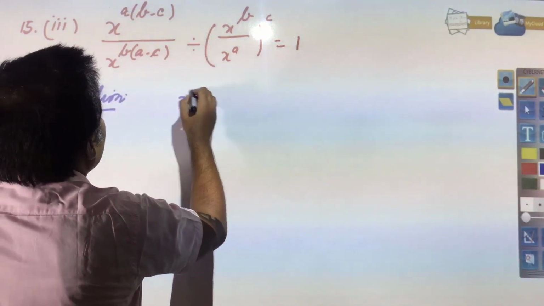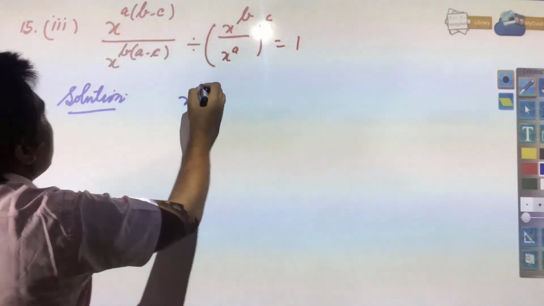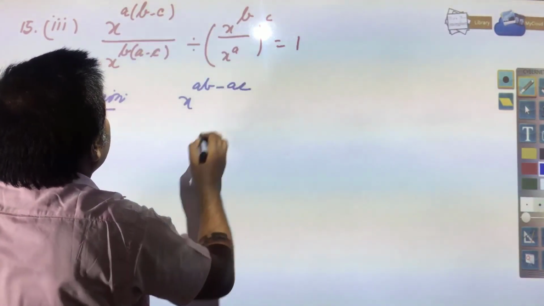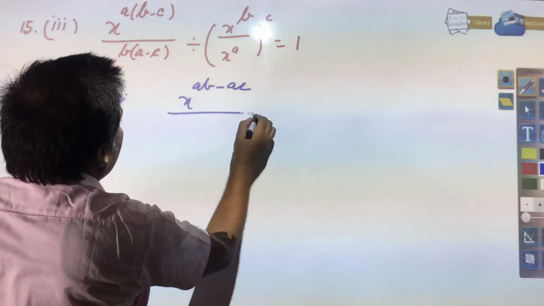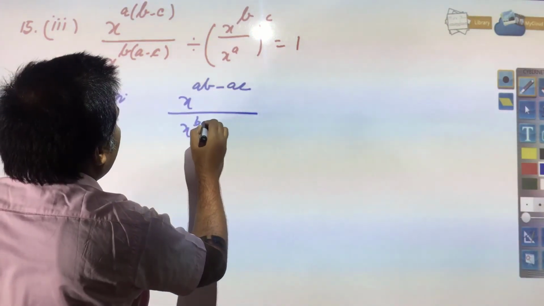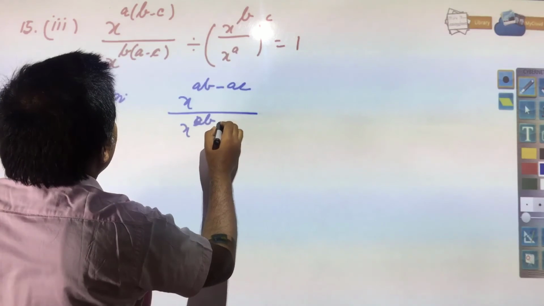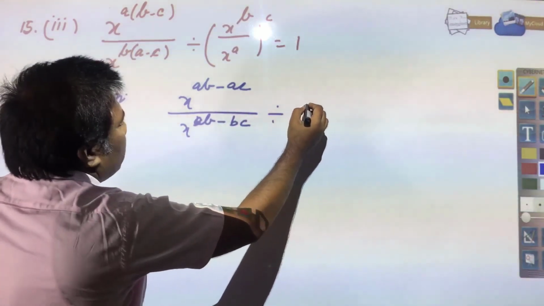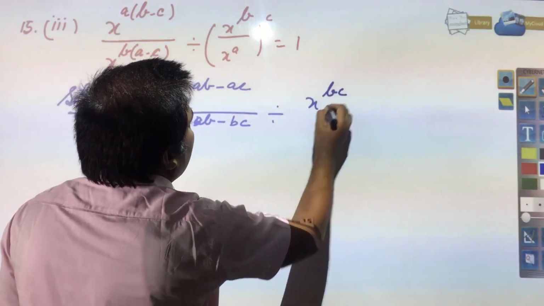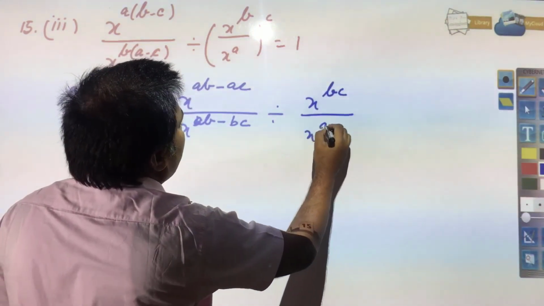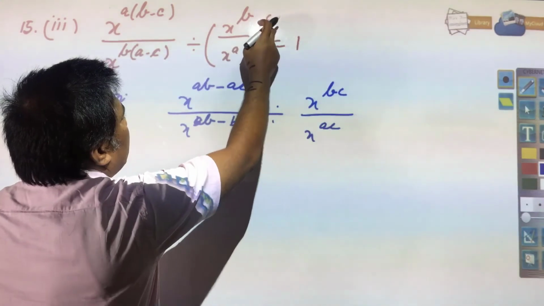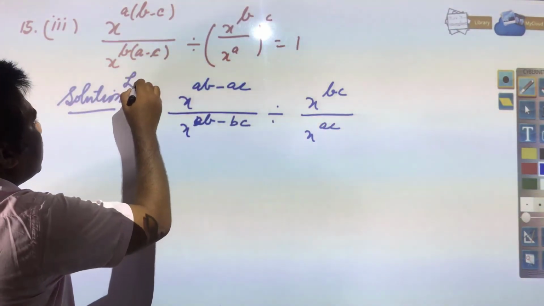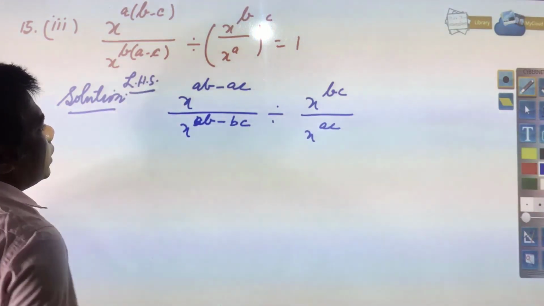X to the power, here we can write ab minus ac, divided by x to the power b, a, or ab you write minus bc, and divided by x to the power bc, divided by x to the power ac. B and c, and c and a have been multiplied. So, this is your LHS. We have started with LHS.